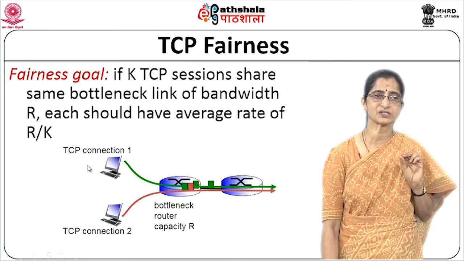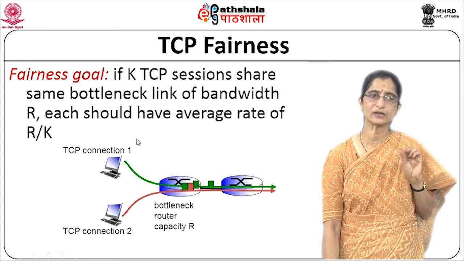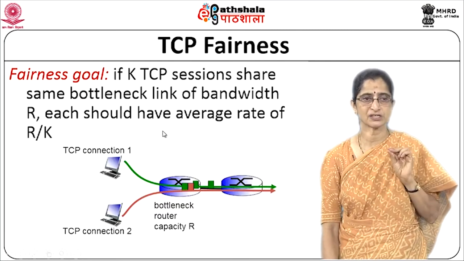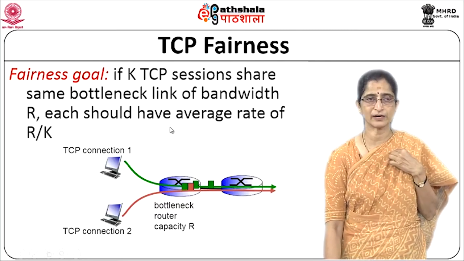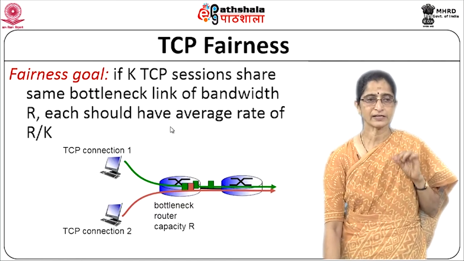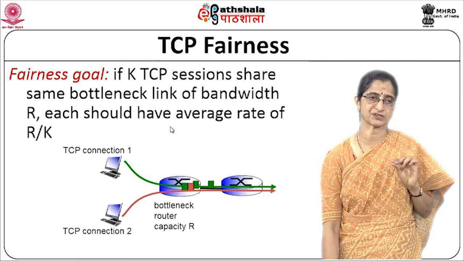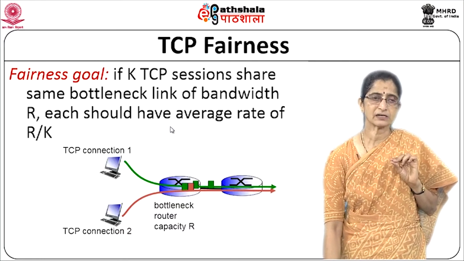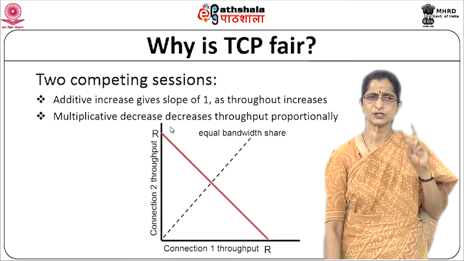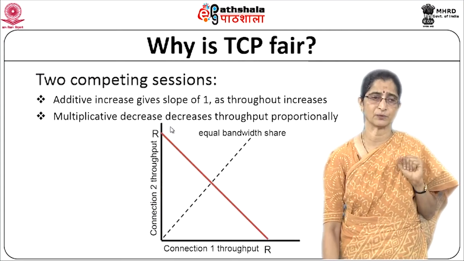So, if I have, for instance, a link of bandwidth R, and if I have k TCP sessions in progress, what is the average rate I would like to get? I would like each of them to get an average rate of R by k, right. So, does it happen is what we need to understand. To understand this further, let us look at a simple example of just 2 TCP sessions which are competing for the bandwidth.